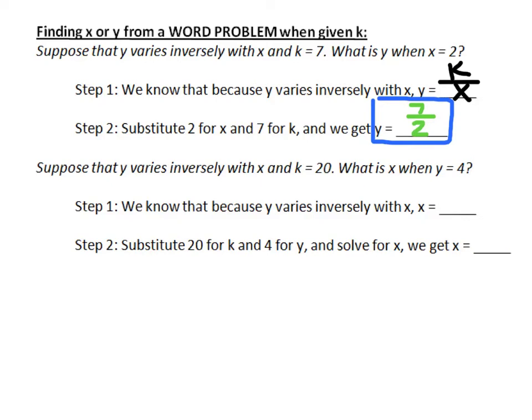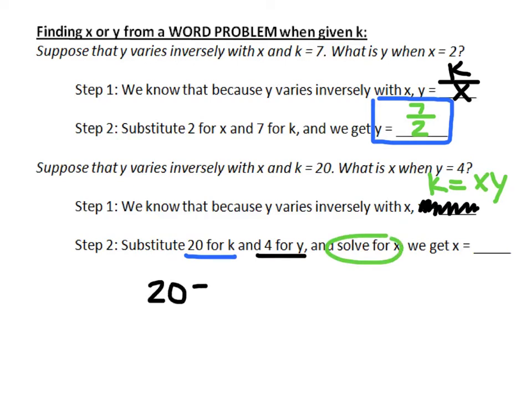Suppose that y varies inversely with x and k equals 20. What is x when y equals 4? Now, step 1, I'm going to change this one up a little bit. We're going to say that because we know that k equals x times y, we're going to substitute 20 for k and 4 for y, and then we're going to just simply solve for x. So let's see what we get.